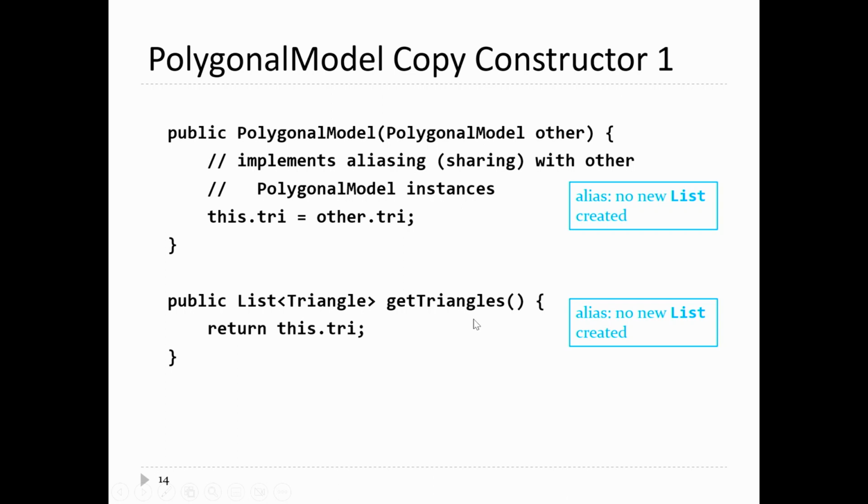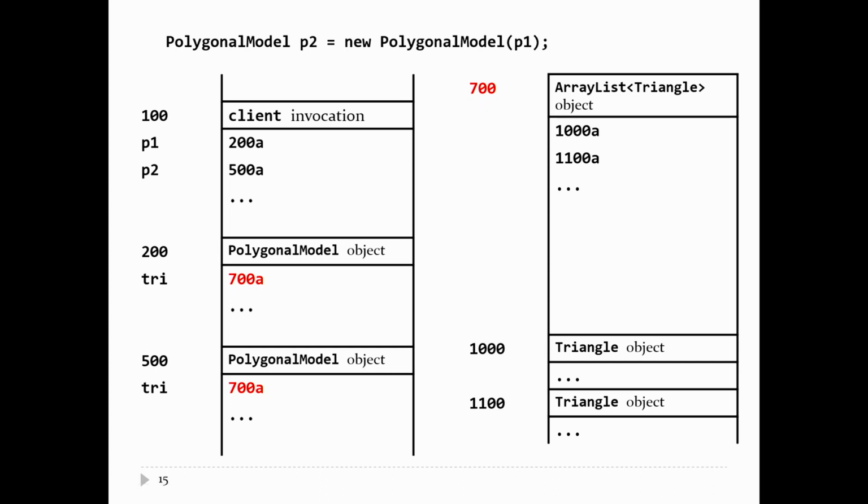If you're implementing your class this way, and you have a method that returns the list of triangles, you can just return a reference to your list, right? Because you're willing to share your internal list. So in a picture, this is what would happen.